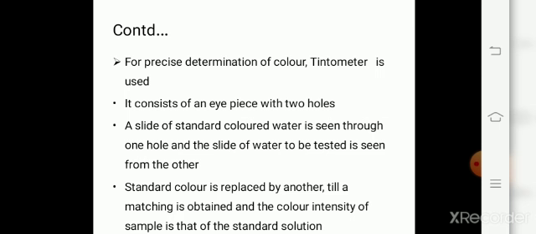And the unit of color through this tintometer is measured using the platinum cobalt scale, and for public supply the number on the cobalt scale should not be less than 10 and the maximum limit should be 20.